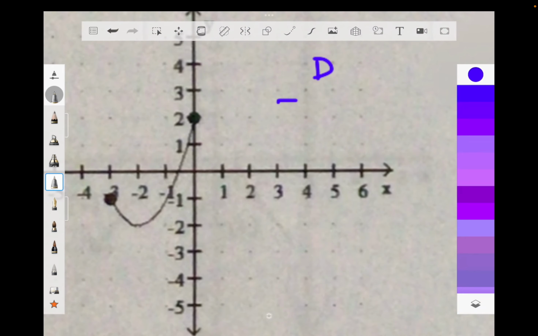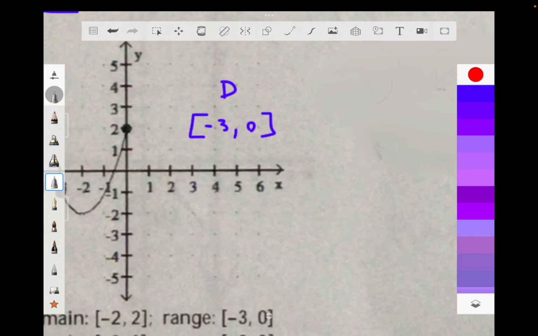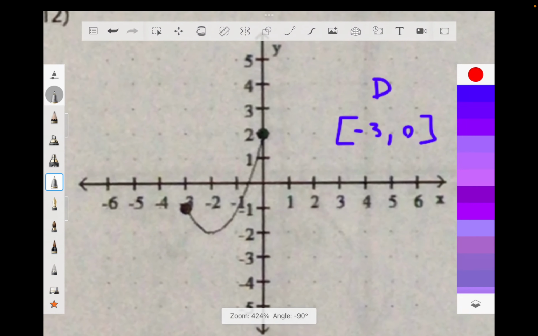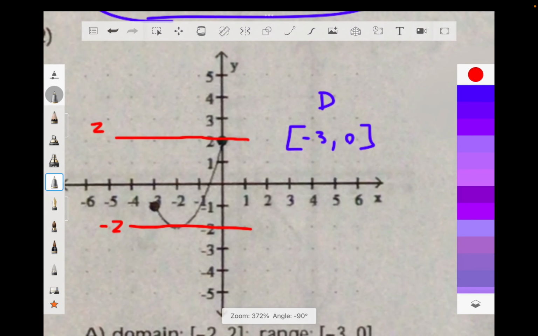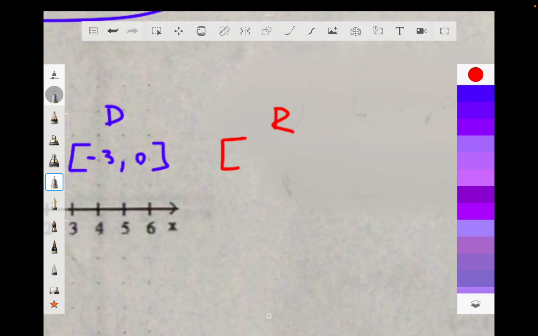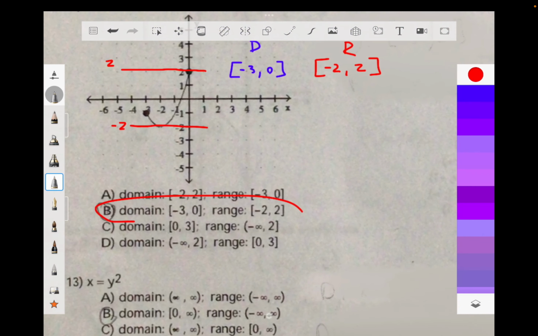So D is -3, 0. Our range is the farthest point it reaches in the y direction, in both directions. So it's going to be this +2 right here, but it's also going to be this little crevice right here, right? Because the line does touch this -2, as you can see there. So that means our range is going to be -2, 2. And it does touch, so it'd be that, which is, of course, that.